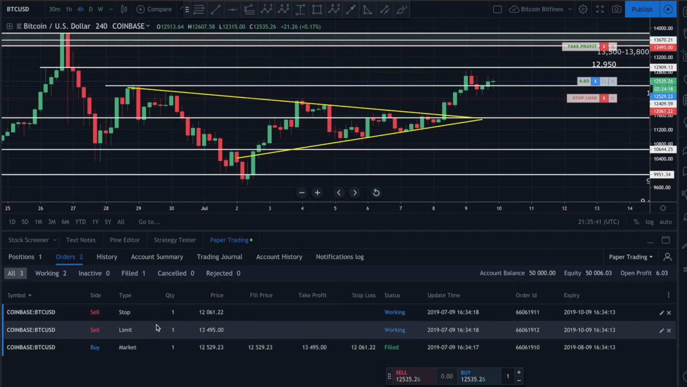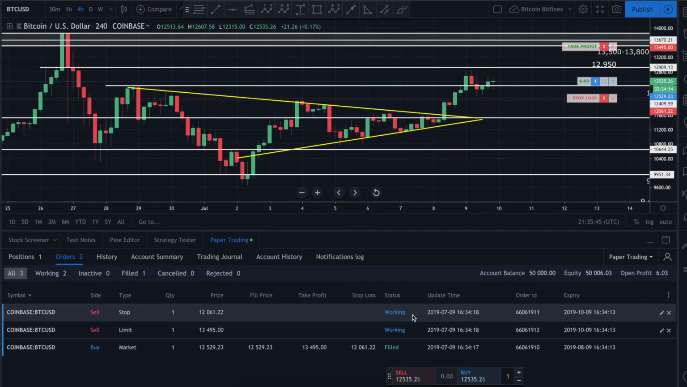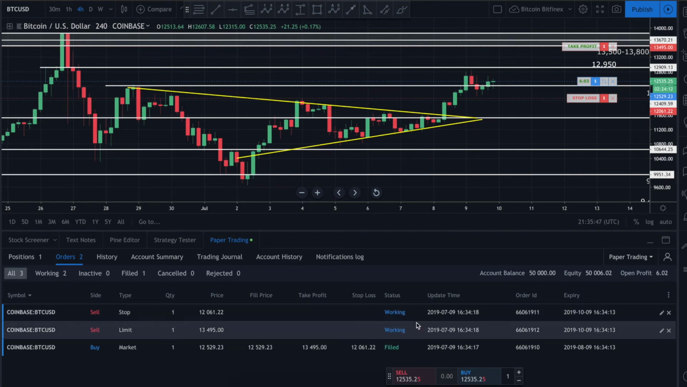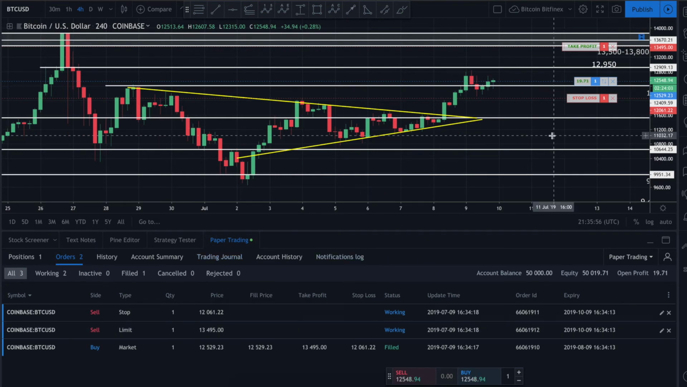I've got 2 other orders here. My limit order, that's my target, and then of course my stop loss. Both of those, their status on those say working because they're not yet filled. Those targets have not yet gotten hit. If and when one of those targets does get hit, the other will be automatically canceled, obviously. So that's basically how you're going to put in a market order.